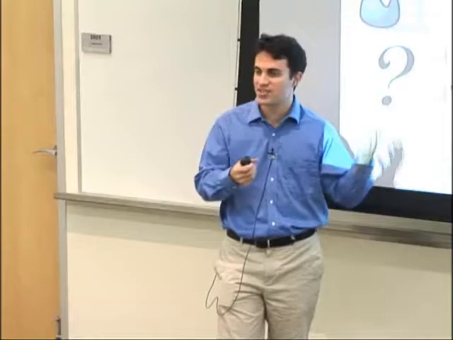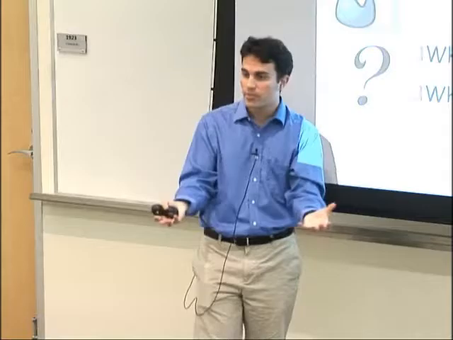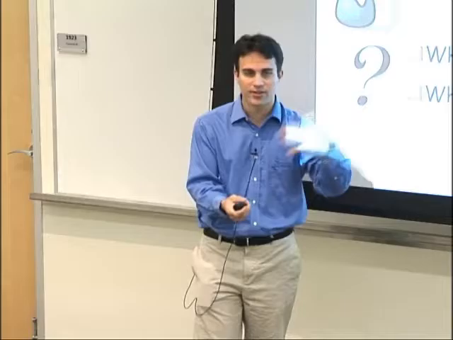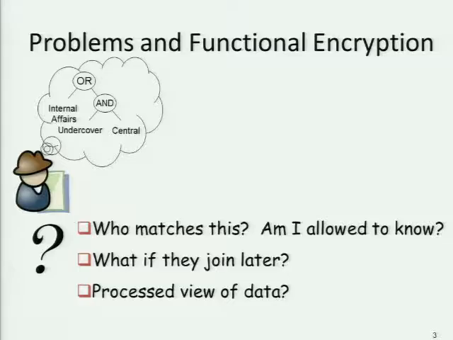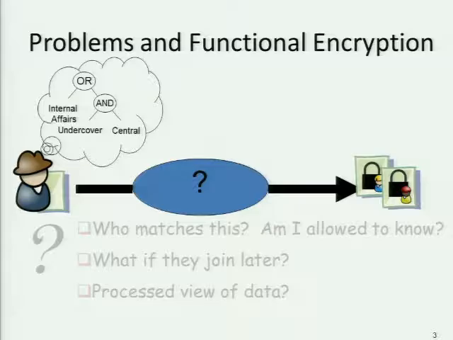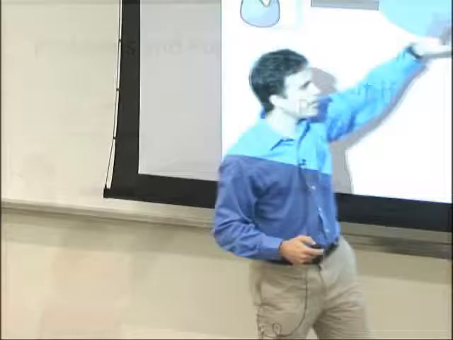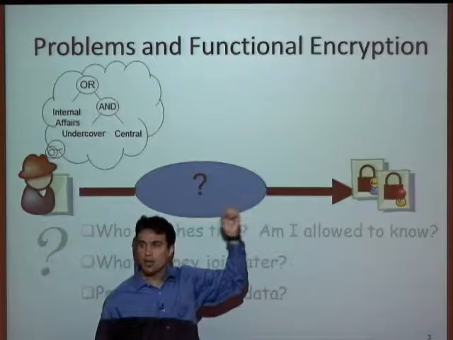Second, what if someone joins the system later? I want to encrypt to everyone who has and will match this profile, but I don't know what the future holds. Like, I don't know who's going to be here next summer at Microsoft. What if instead we want to have a more natural view of the data? In the past, what we usually had to do was somehow engineer our way between how we think of data and this mechanism for public key encryption, which could be a messy thing, and there might not be solutions in all these cases.